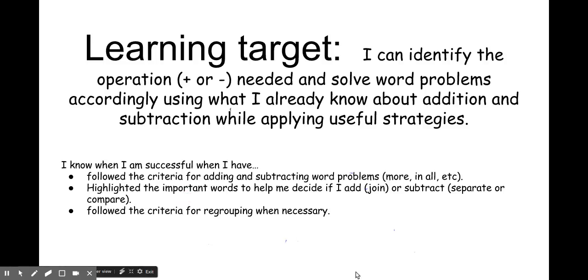Okay, so let's revisit our learning target. Can you identify the operation needed to solve word problems and then use your addition and subtraction? I think you can. So good luck, boys and girls, on your practice with your teacher today.